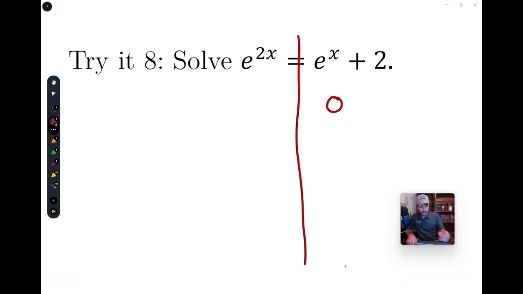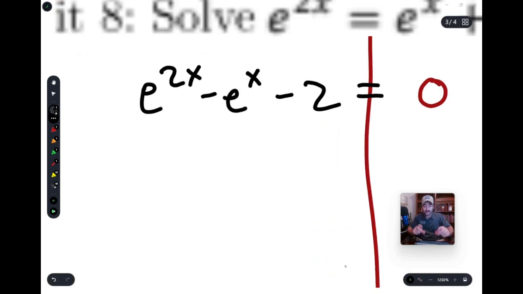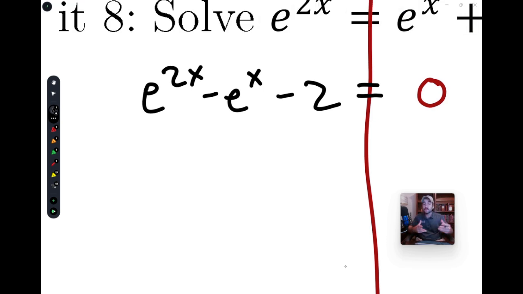So I'm going to be left with 0 on this side, and I'll have e to the 2x minus e to the x minus 2. Now this is a little bit more difficult to recognize. And I've been doing it a long time, so it's easy to see, but that doesn't mean that it's easy right away for you to see. So it's really important to focus in and look at what this kind of looks like. It kind of looks like quadratic equations that we've solved forever. We just need to do one step to make it really look like them.